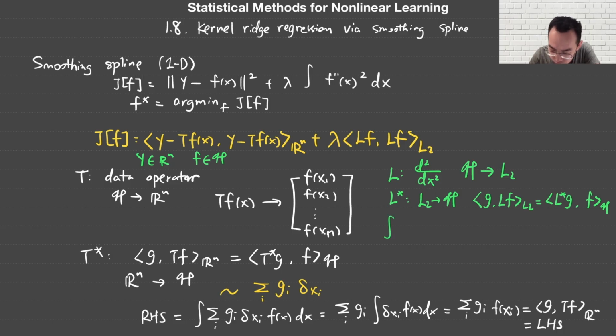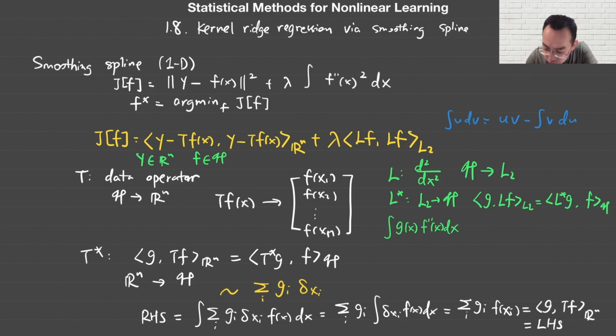We'll have g(x) times the second derivative. I'm just going to write the second derivative in a slightly different way, f''(x) dx. Then we can apply the integral by parts formula here, right? Remember the integral by parts formula? We have the integral of u dv equals uv minus the integral of v du.